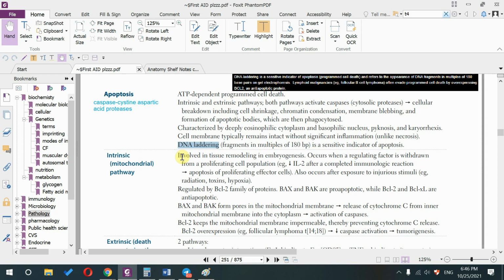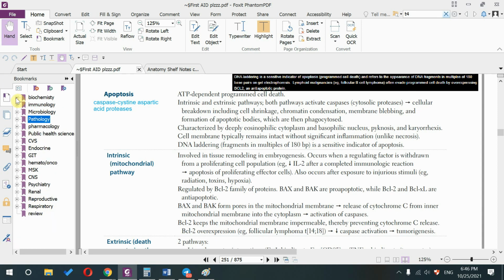So it's involved in tissue remodeling and embryogenesis, and occurs when a regulating factor is withdrawn from a proliferating cell population. For example, when there is a decrease in interleukin 2 after a completed immunological reaction, there will be apoptosis of the proliferating effector cells. Let's imagine this. I hope you don't know this, but in immunology we'll explain how there are these interleukins. They are cytokines, basically signal molecules that go and tell each cell what to do. So interleukin 2, for example, has the function of activating the T cell.